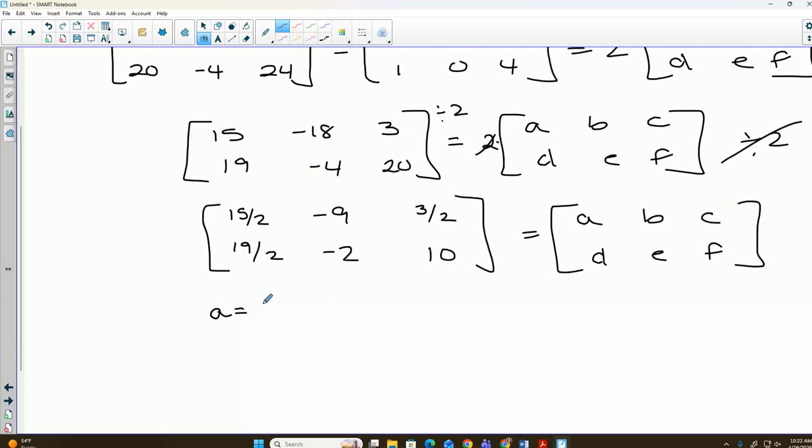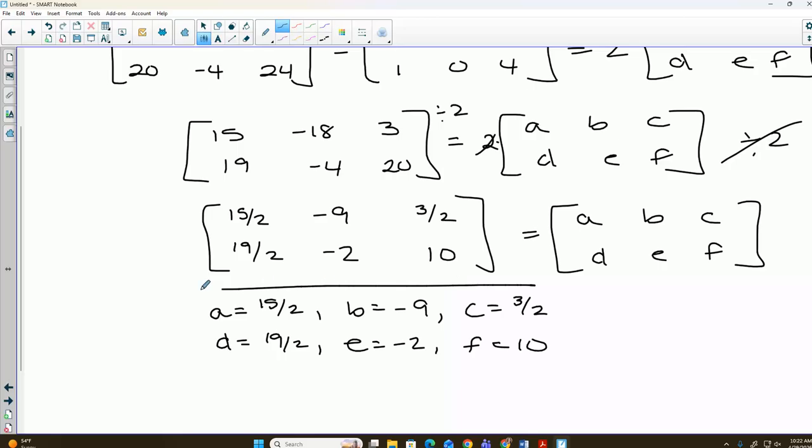So A is the 15 halves, B is the negative 9, C is the 3 halves, D is the 19 halves, E negative 2, and F is 10. All right, is that one okay?